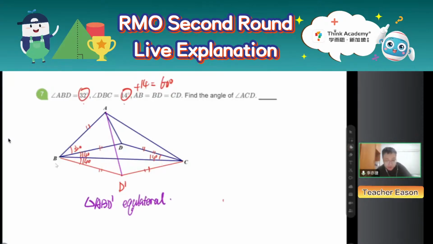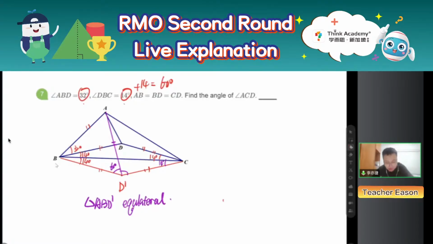The triangle ABD prime is an equilateral triangle, which means AD is also equal to AB. So AD prime, D prime C, they are all equal, right? They're all equal. Which means this is also an equilateral triangle, and we know this is 60 degrees. It's easy for us to find out all the angles because this is 14.